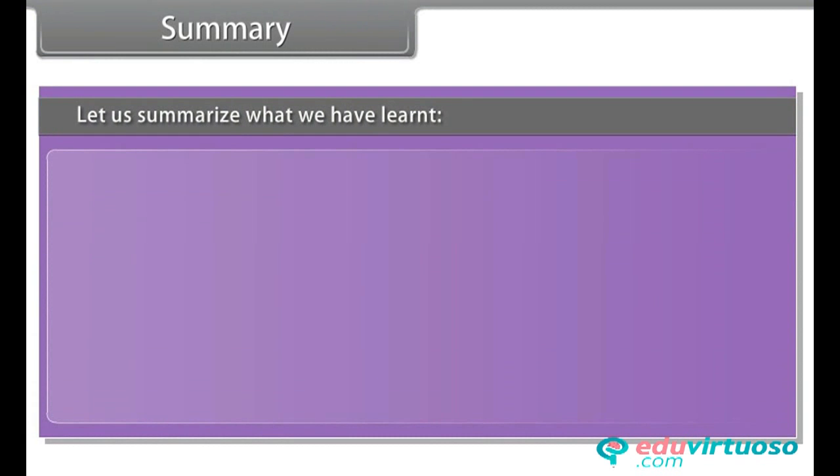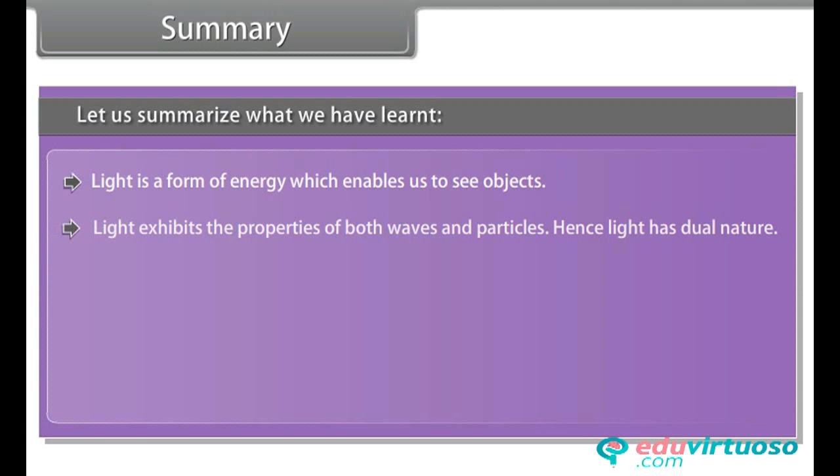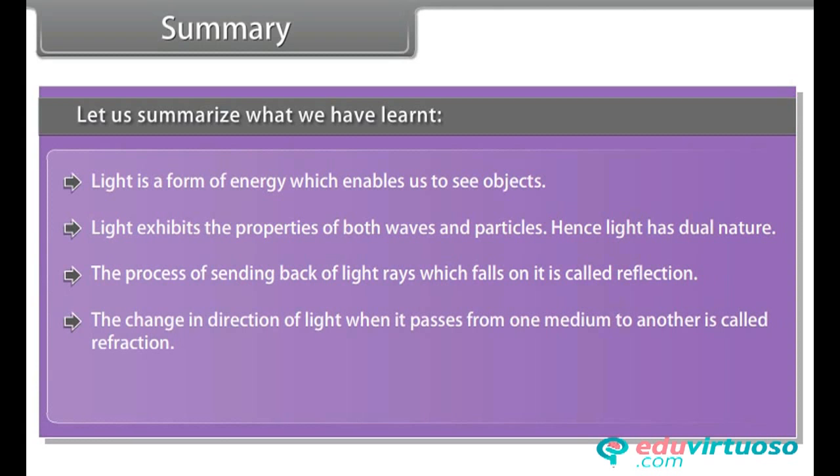Let us summarize what you have learned. Light is a form of energy which enables us to see objects. Light exhibits the properties of both waves and particles. Hence, light has dual nature. The process of sending back of light rays which fall on it is called reflection. The change in direction of light when it passes from one medium to another is called refraction.